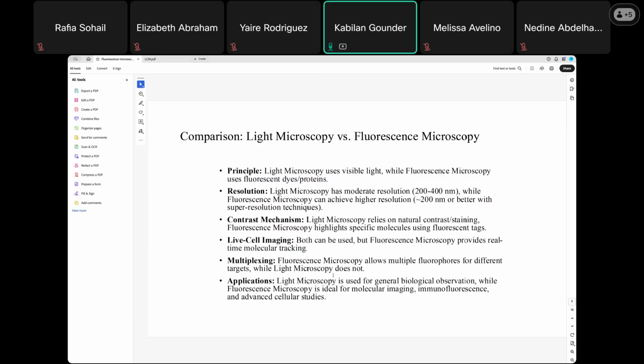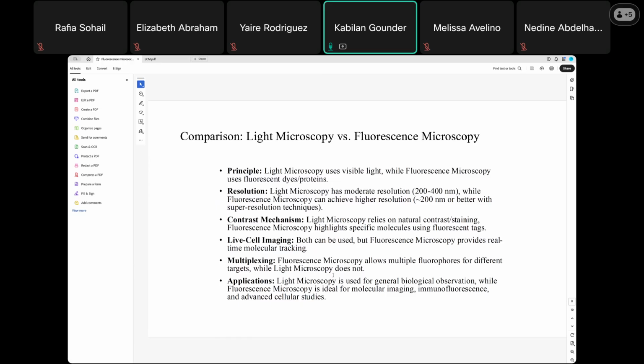So now we understand the basics, and now the techniques between fluorescence microscopy and light microscopy. The purpose of light microscopy is to gain more knowledge about the structure of your cells and tissues. Whereas with fluorescence, not only can you see the structures, but you can also measure the target.